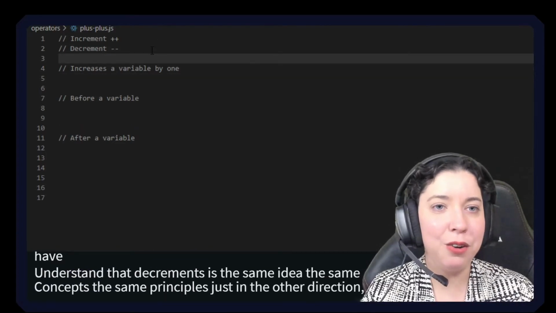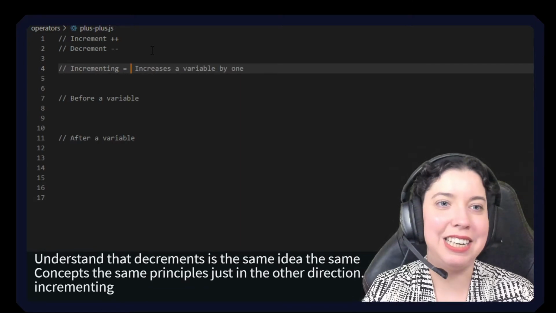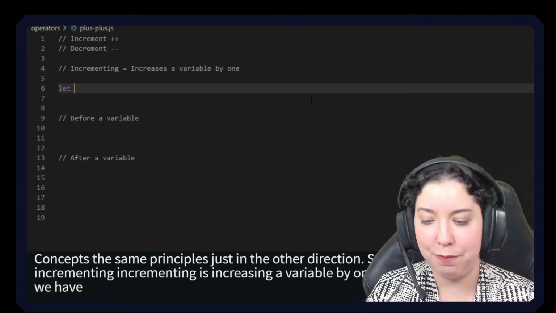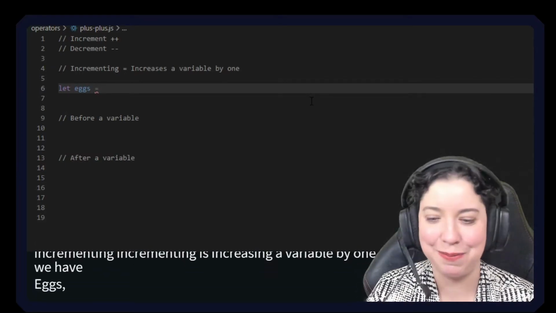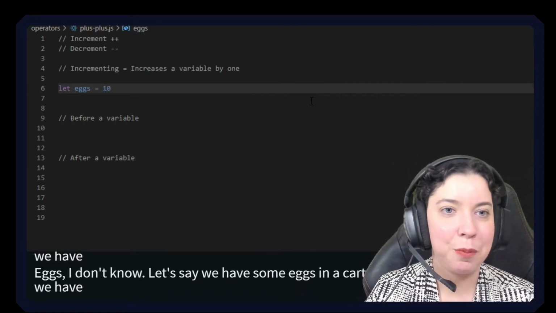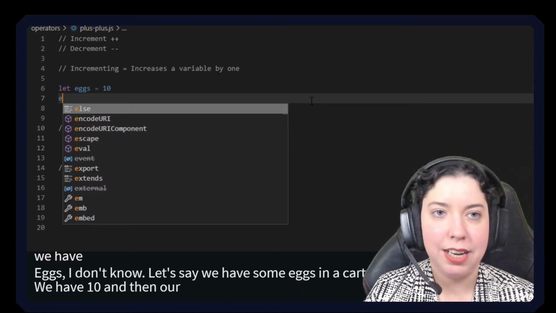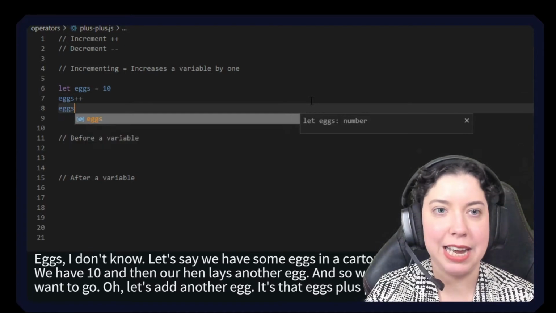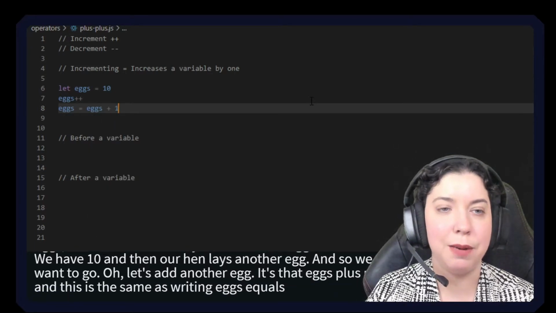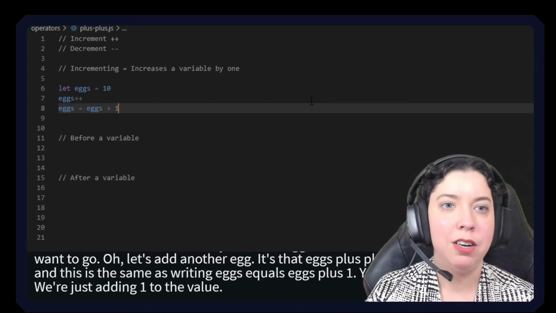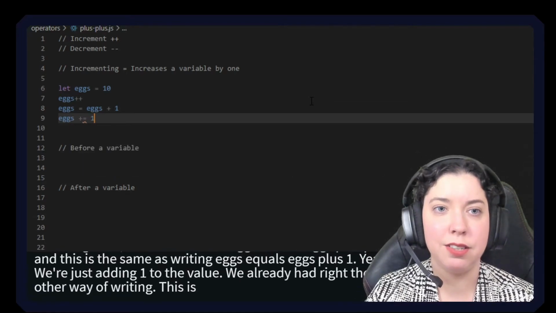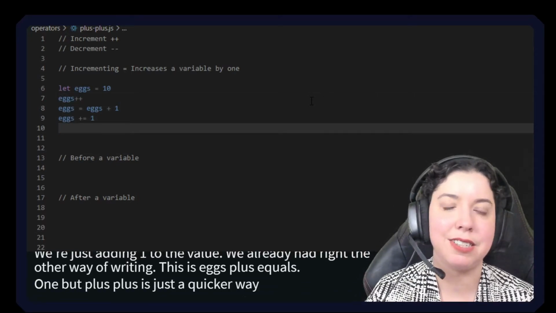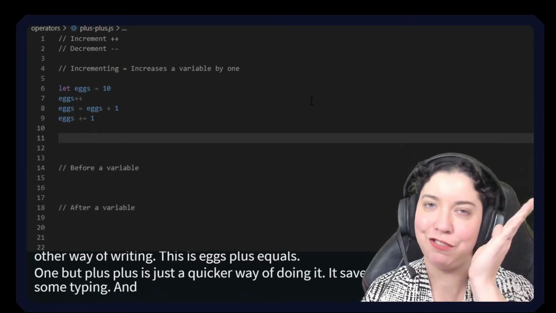So, incrementing. Incrementing is increasing a variable by 1. Let's say we have some eggs in a carton. We have 10. And then our hen lays another egg, and so we want to add another egg to that: eggs plus plus. And this is the same as writing eggs equals eggs plus 1. We're just adding 1 to the value we already had. The other way of writing this is eggs plus equals 1. But plus plus is just a quicker way of doing it. It saves us some typing, and any way we can be lazy or efficient is something that we are going to do.